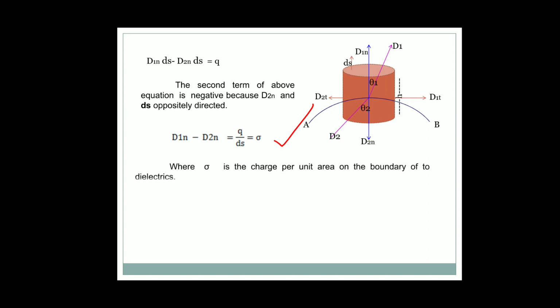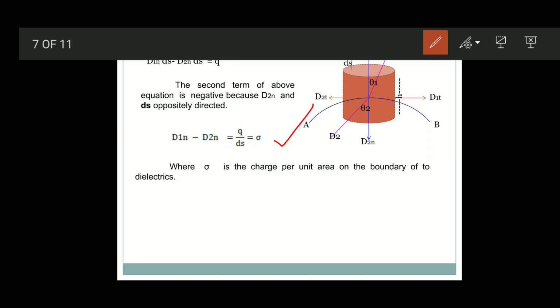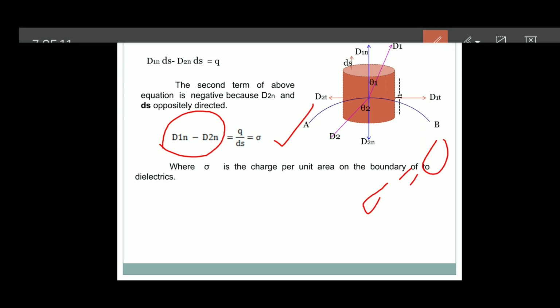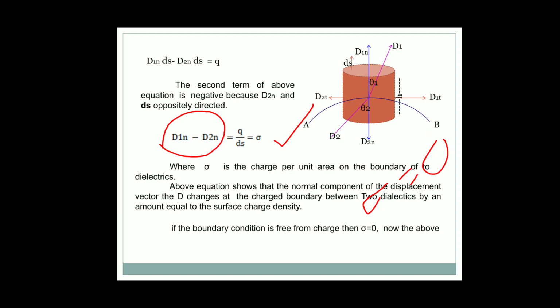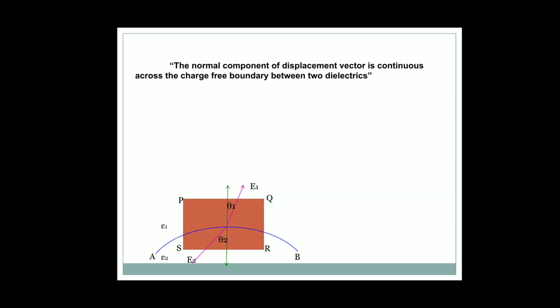If sigma is equal to 0, that is a charge free boundary, meaning the surface charge density is zero. If sigma is equal to 0, D1n minus D2n is equal to 0, that is D1n is equal to D2n. It means the two normal components of displacement vectors are equal. This is the first boundary condition. So the normal component of displacement vector is continuous across the charge free boundary between two dielectrics.